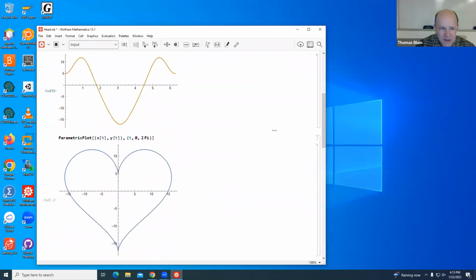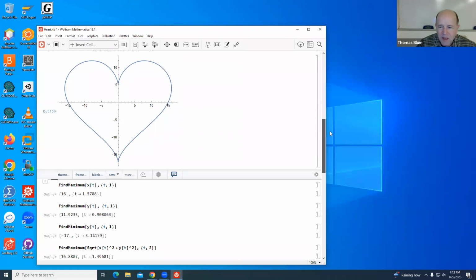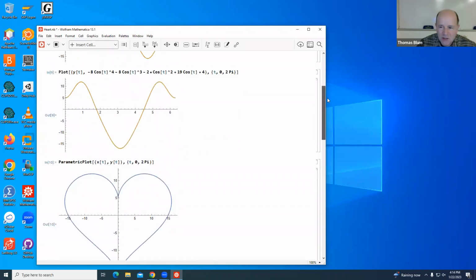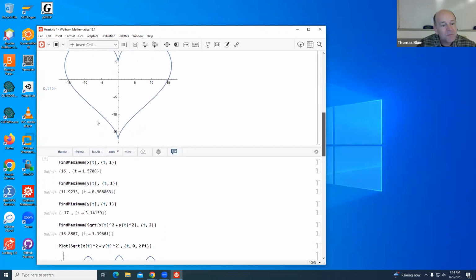Here we are putting them together. Mathematica has built in this thing called parametric plot. You say, here's my x and here's my y as a function of t, and I'm letting t go up to 2 pi. So this is that concept of a parametric plot. And there is that heart shape. So that was one thing I wanted to do, was play with a parametric plot in Mathematica. It's just a built-in method that they have.